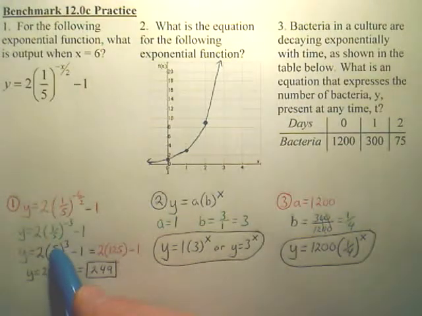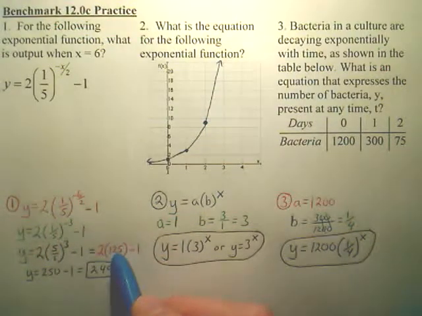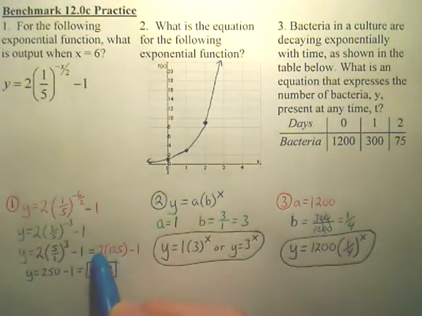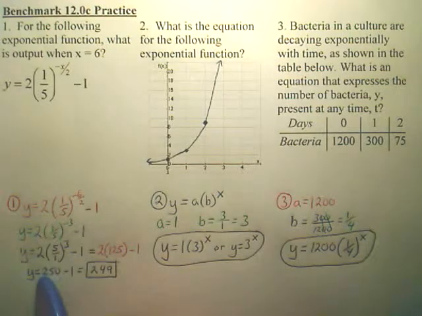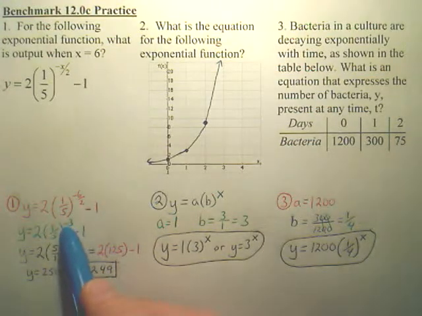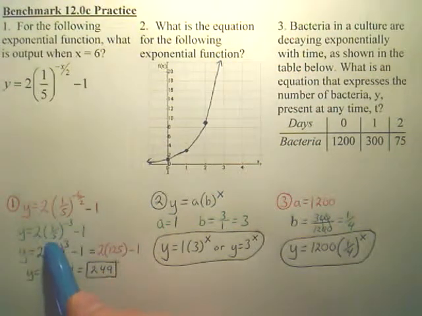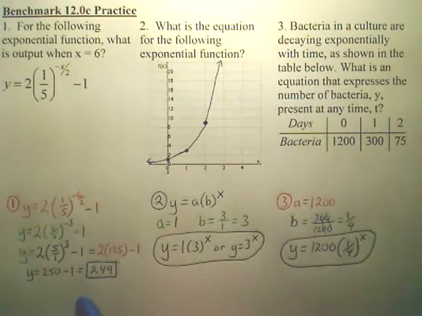Then we did 5 over 1 is 5, 5 to the third is 125, and then we simply went 2 times 125, which is 250, minus 1, 249. So probably the tricky part is this negative power. Negative powers flip what you're powering, and then you make them positive. And then you just follow order of operations.